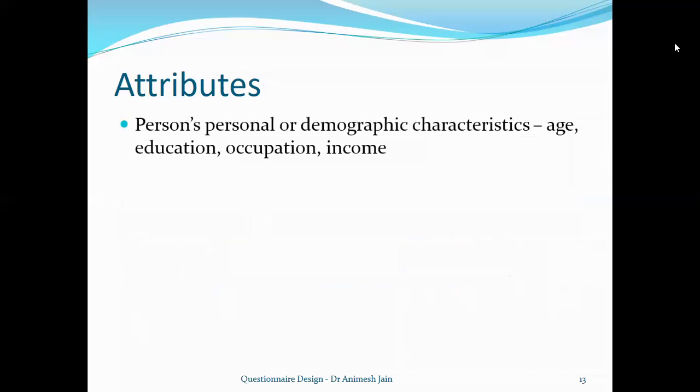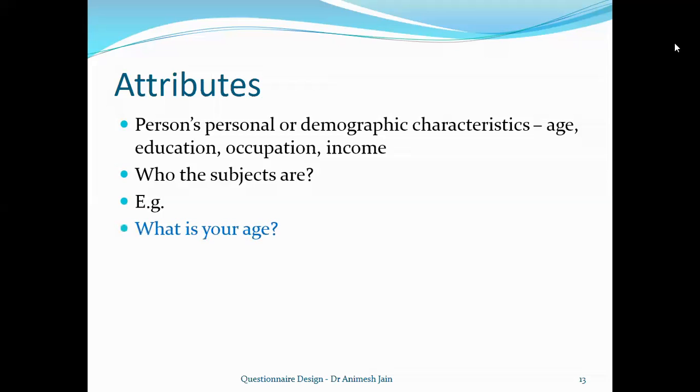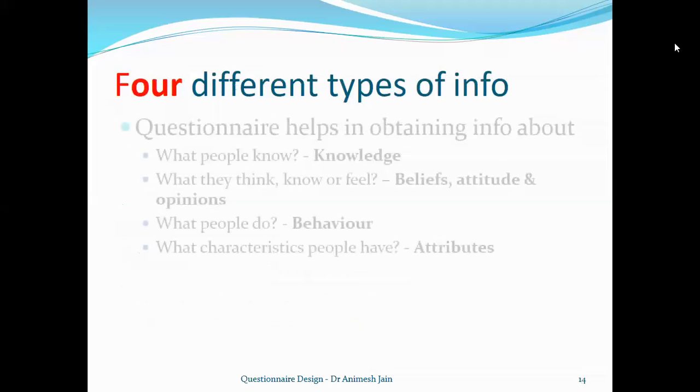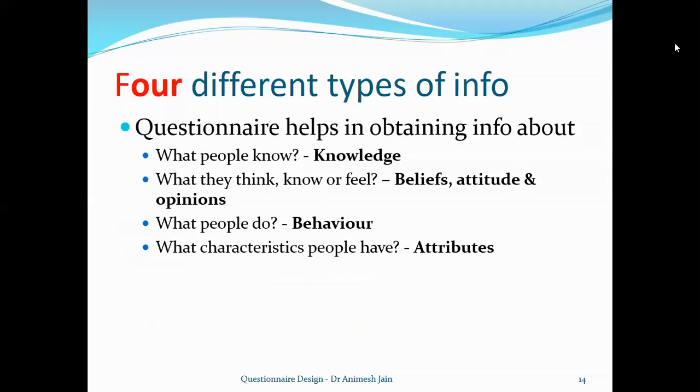Coming to the attributes or characteristics of people, it can be anything like age, education, occupation, income. So basically, it tells you who your respondents are, their demographic and socioeconomic characteristics. It can be their income, their age, their marital status, their family, number of years of work experience, their qualification, anything and everything. So that's the information that you elicit about the participants, because many a time that may have a bearing on the data that you gather, and you might want to associate that.